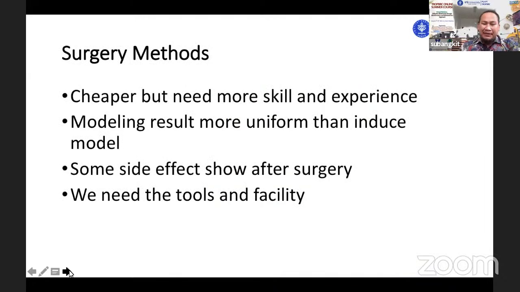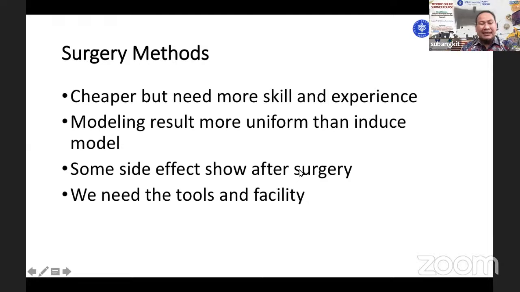And the surgery method is actually cheaper than chemical induced and than genetic modification, but needs more skill and experience, because in surgery we have to make the new condition with physical interference. The modeling result is more uniform than induced models, because we can make sure the surgery succeeded by physical means. But some side effects usually show after surgery.